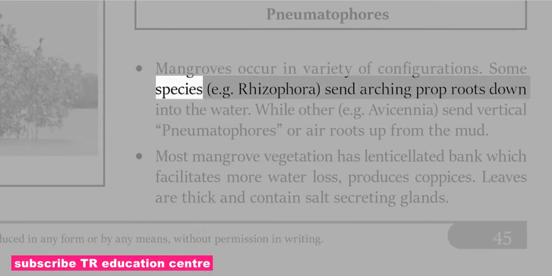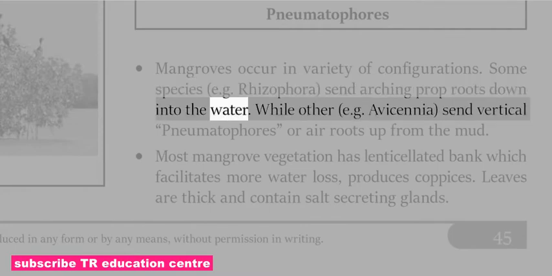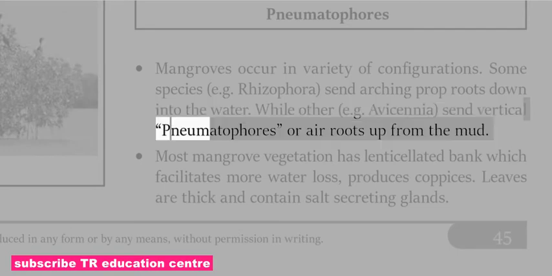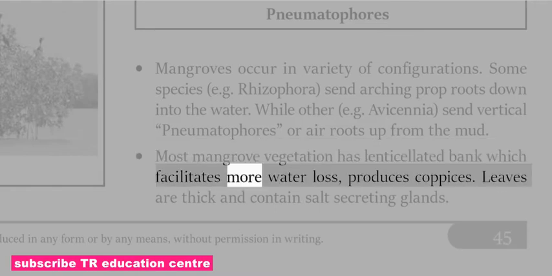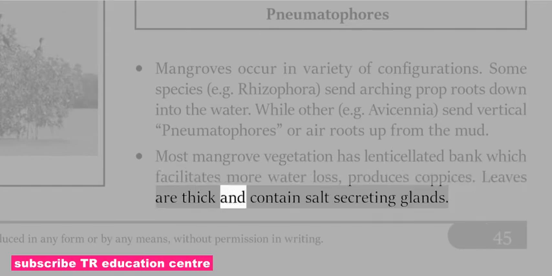Some species, e.g. Rhizophora, send arching prop roots down into the water, while others, e.g. Avicennia, send vertical pneumatophores, or air roots, up from the mud. Most mangrove vegetation has lenticulated bark, which facilitates more water loss, and produces coppices. Leaves are thick and contain salt-secreting glands.